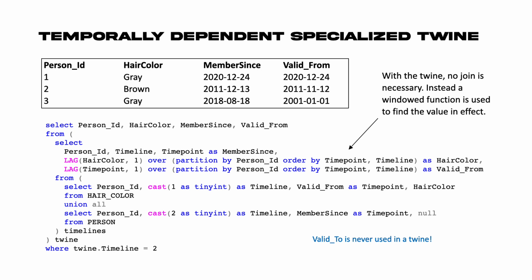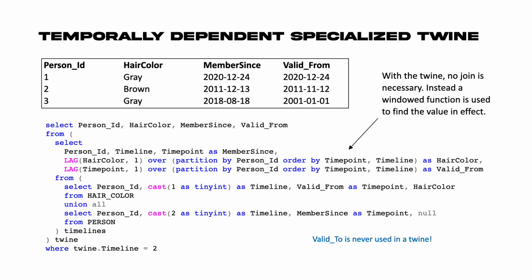And you can also note here that valid 2 is actually not needed at all. There's no materialization being done of valid 2. So this also works well with modern type data warehouses that are insert only.